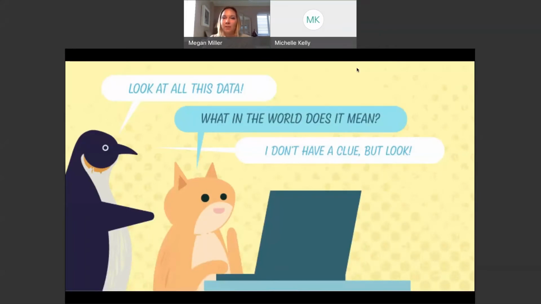This says, look at all this data. What in the world does it mean? And then the penguin says, I don't have a clue, but look. I've encountered a lot of situations where people are collecting all sorts of data, but they're not analyzing it. They don't have any idea what's going on or why they're doing what they're doing. So try not to be that person.